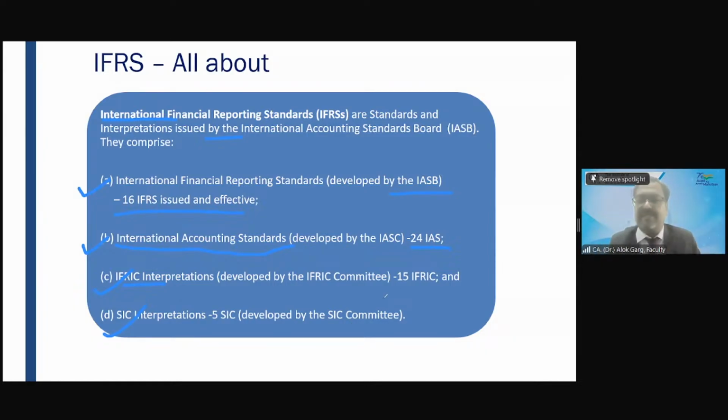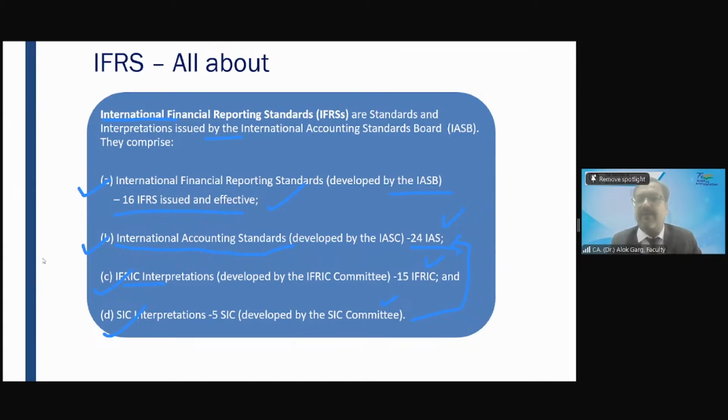So these were the two bodies. SIC was for IAS standards, right? Prior to 2001, the name of the interpretation was SIC. The interpretations issued after 2001 are nomenclated as IFRIC interpretations. So as of now, we have 16 IFRS globally, 24 International Accounting Standards globally, 15 IFRIC interpretations, and 5 SIC interpretations. So this is the entire universe of global IFRS standards. Okay. Is that clear to everyone?